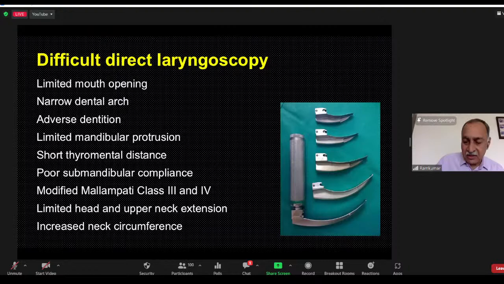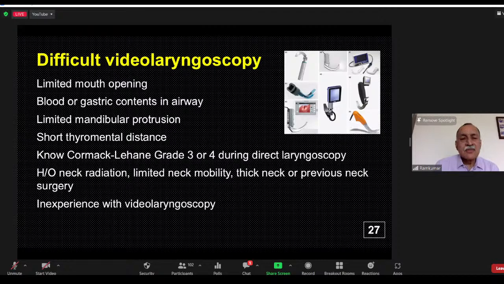Now, in the last maybe 20 or 25 years, we've been accustomed in many centers to the use of a video laryngoscope. And the video laryngoscope, no doubt, makes a difficult airway easier to manage. However, there are certain red flags that need to be looked for even to perform a video laryngoscopy. Once again, you need adequate mouth opening to introduce a laryngoscope. Blood or gastric contents in the upper airway can come in the way of viewing the larynx, which is an additional problem of a video laryngoscope. If it's a direct laryngoscope, you can perform a suction and you'll see the larynx immediately. But the video laryngoscope has this drawback.